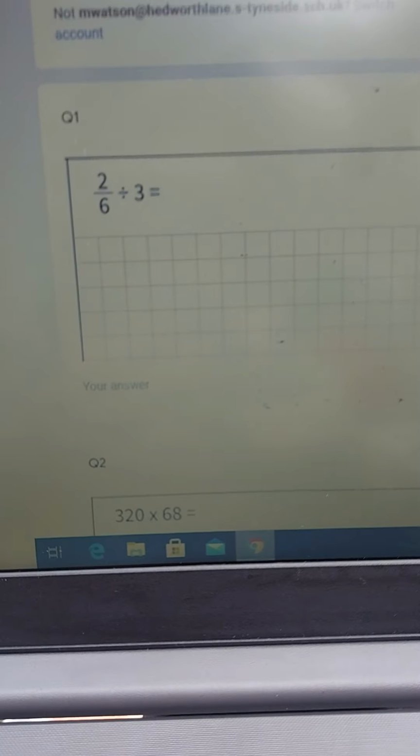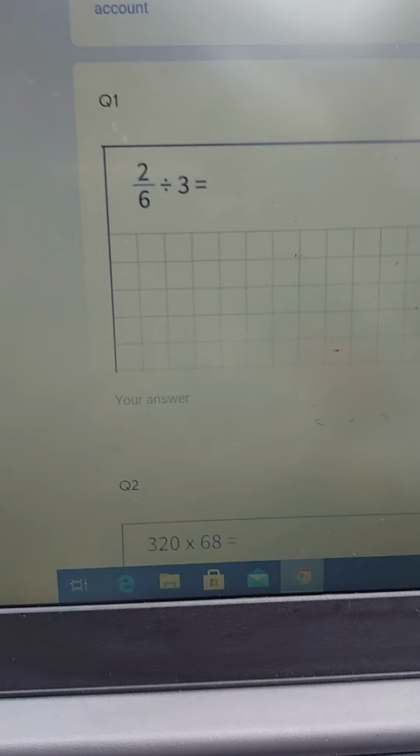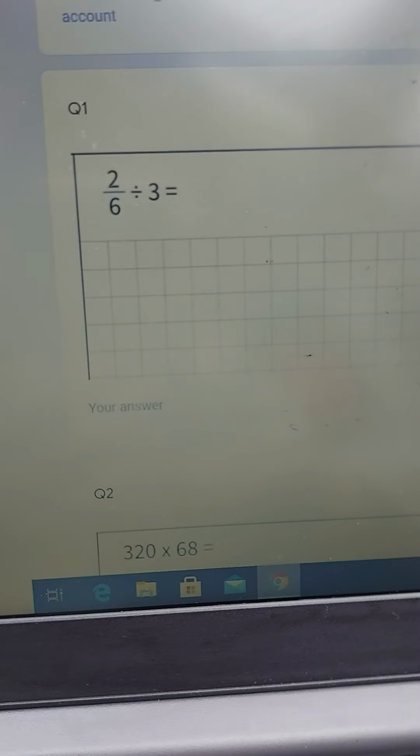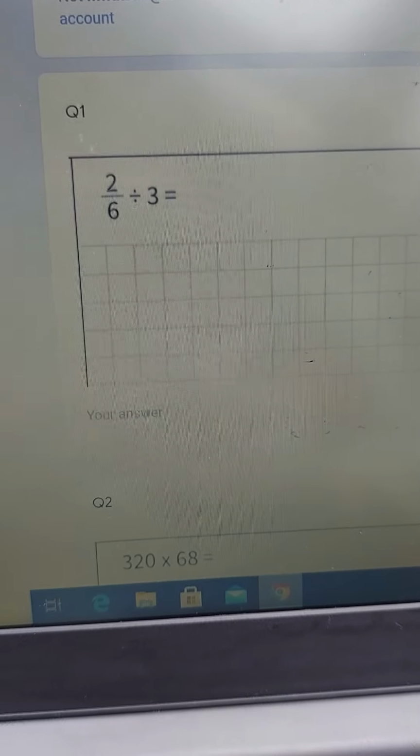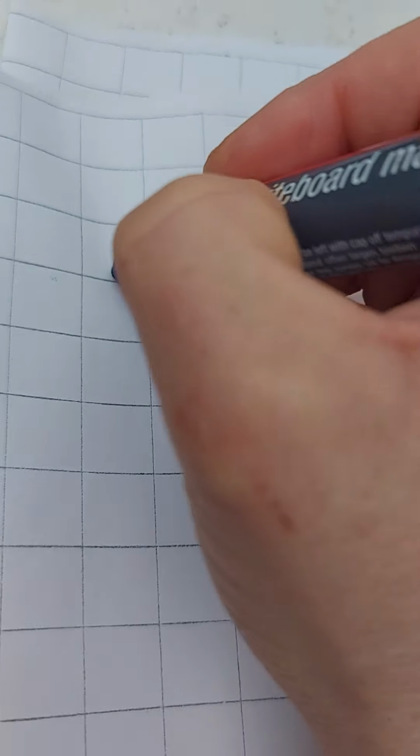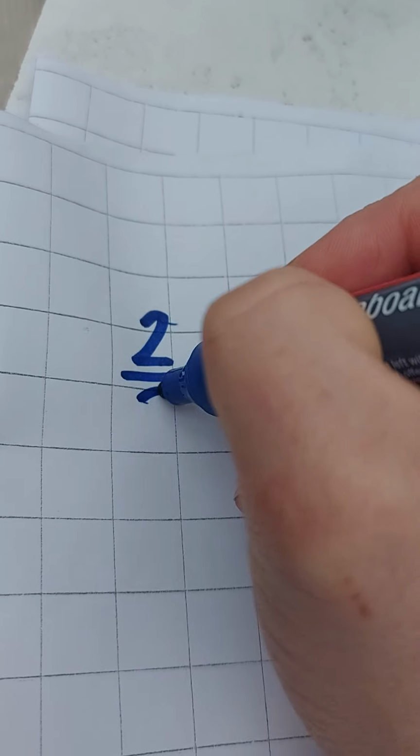I'm sitting in the greenhouse, so hopefully you can see without too much light interference. But I'm going to do question 1, which is 2/6 divided by 3. So let's just write that down on my piece of paper. I don't think I can see very well in here.